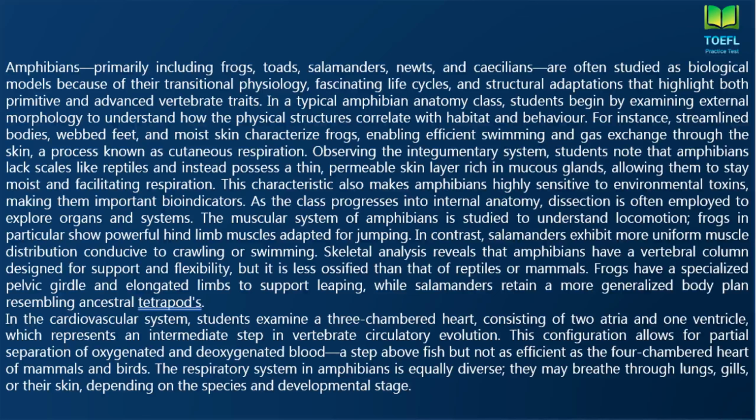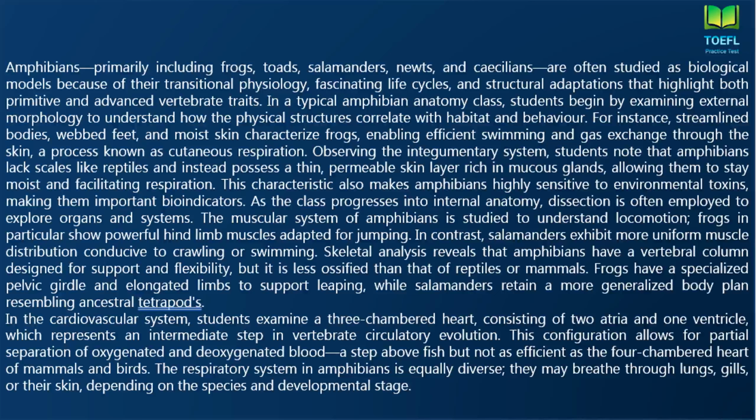resembling ancestral tetrapods. In the cardiovascular system, students examine a three-chambered heart, consisting of 2 atria and 1 ventricle, which represents an intermediate step in vertebrate circulatory evolution. This configuration allows for partial separation of oxygenated and deoxygenated blood, a step above fish but not as efficient as the 4-chambered heart of mammals and birds.